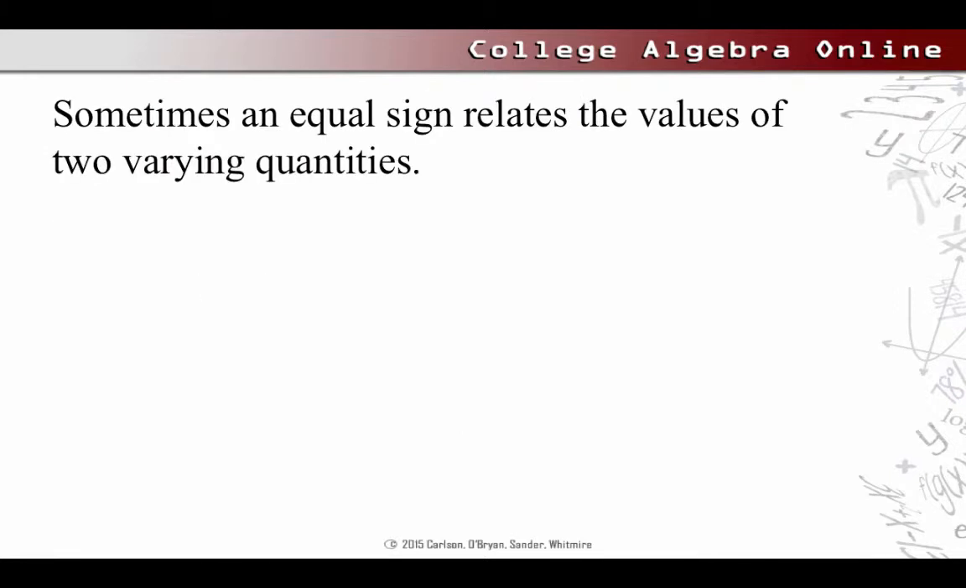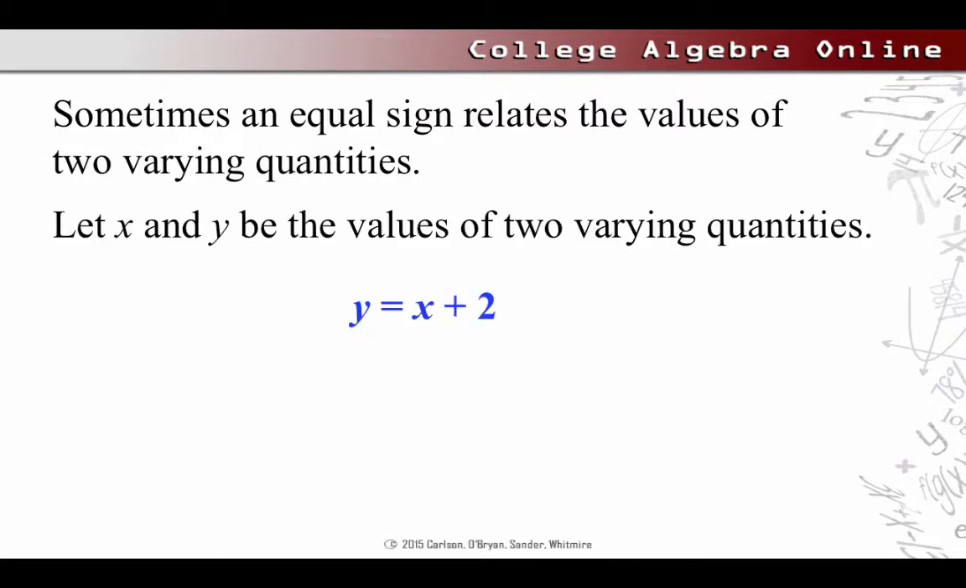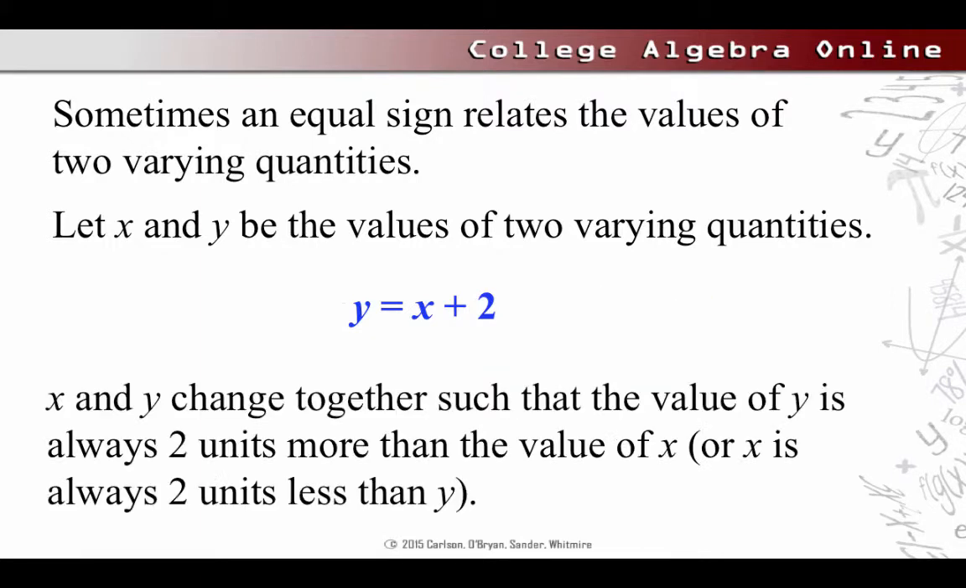Sometimes an equal sign relates the values of two varying quantities. For example, let x and y be the values of two varying quantities where y equals x plus 2, which expresses y in terms of x. This statement tells us that x and y change together such that the value of y is always 2 units more than the value of x.